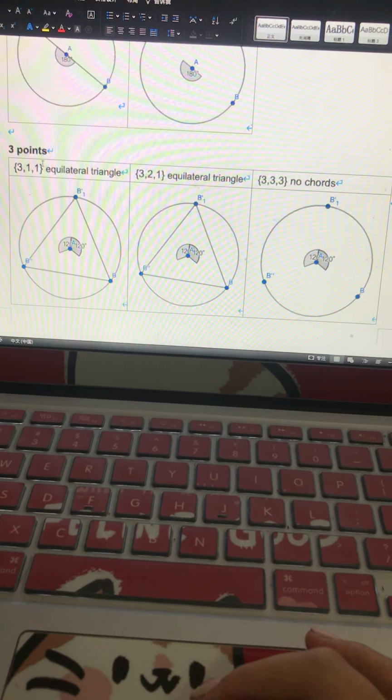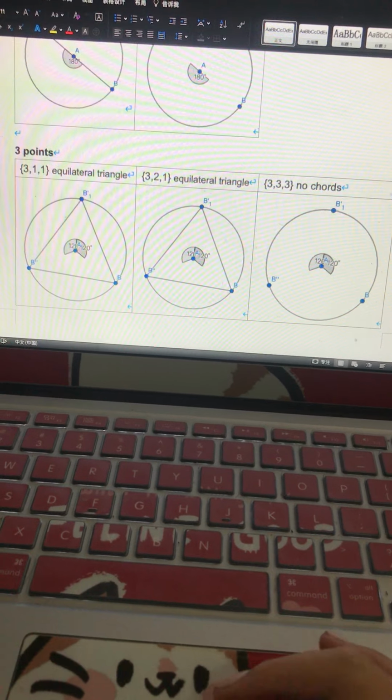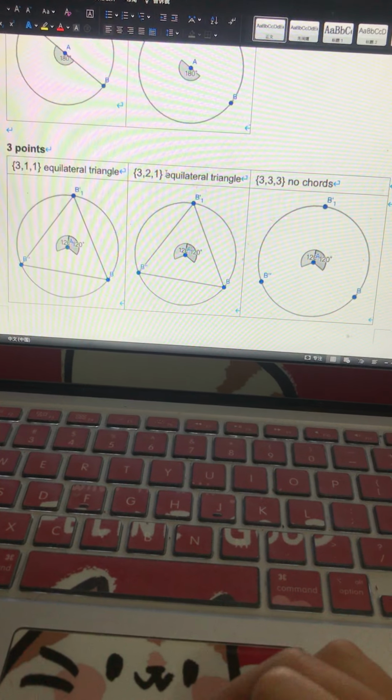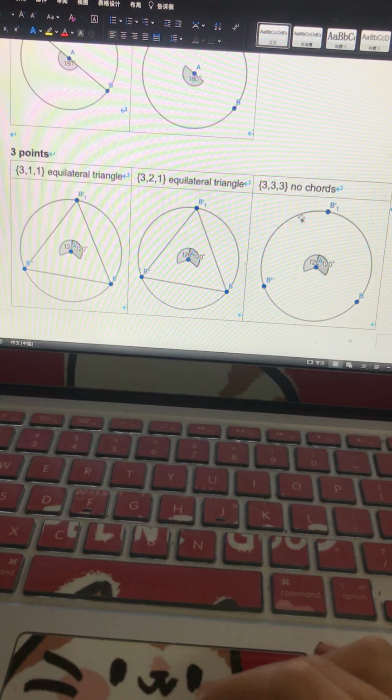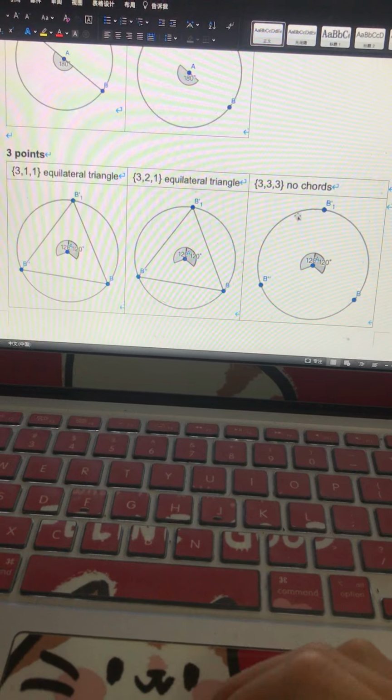The first one is gap of 1 and I pick up my pen 1 time. And the second one will be gap of 2 and I pick up my pen 1 time again. And then the gap will be 3 and I pick up my pen 3 times.